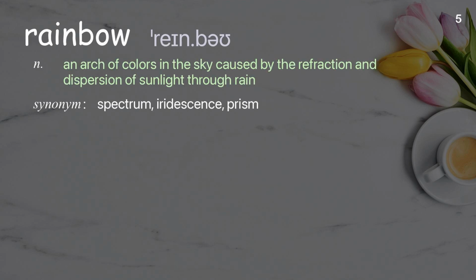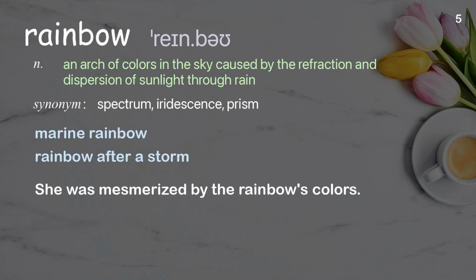Rainbow. An arch of colors in the sky caused by the refraction and dispersion of sunlight through rain. Examples: marine rainbow. Rainbow after a storm. She was mesmerized by the rainbow's colors.